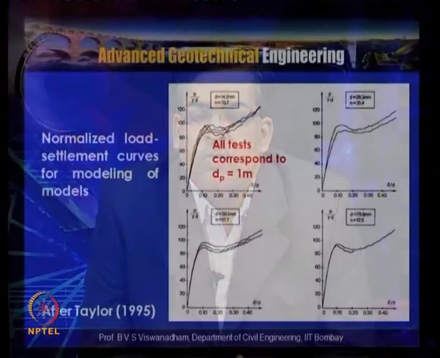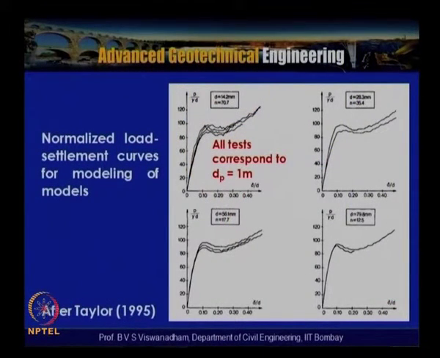So the results were actually compared for the prototype footing having diameter 1 meter, and all tests corresponding to 1 meter, and the normalized load settlement curves for modeling of models are given. We know that the load carrying capacity of a footing depends upon several parameters, and we said that P by gamma D is the principal pi term which has to be identical in model and prototype. We have seen that one particular dimensionless pi term, d_g by D, is not similar in model and prototype even in centrifuge based physical modeling.